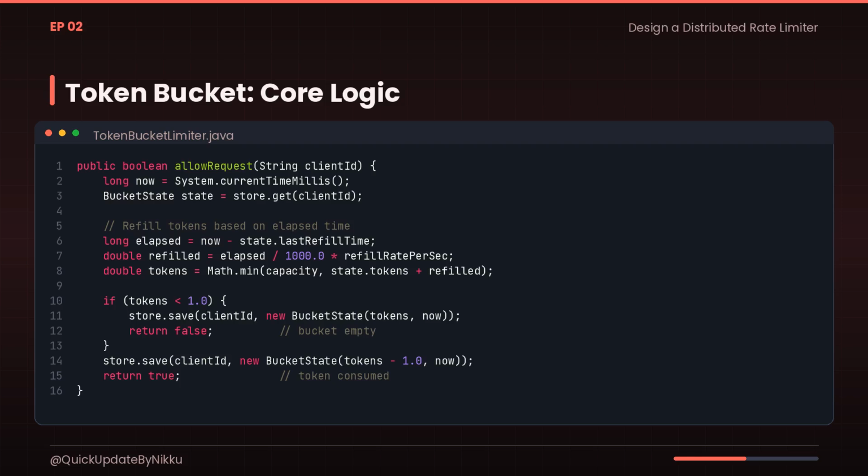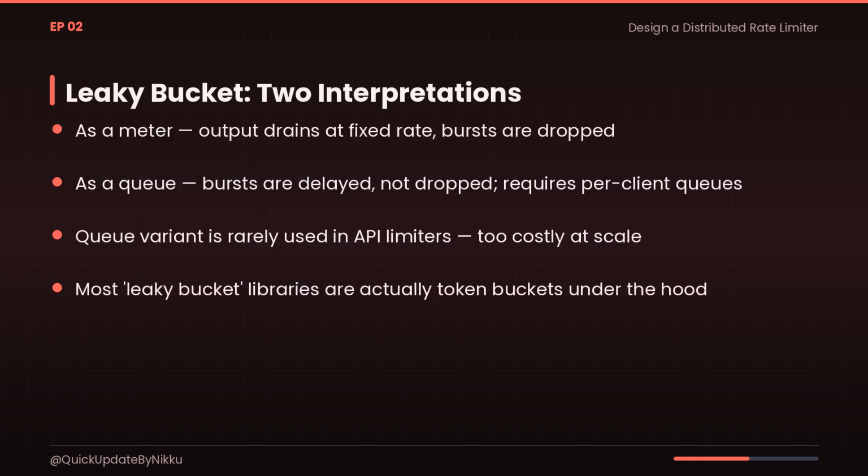Leaky bucket is the most misunderstood algorithm in this space, so the distinction must be explicit. The meter interpretation produces perfectly smooth output, no burst ever gets through, overflow is simply dropped. The queue interpretation absorbs bursts by delaying them, but that requires storing a live queue per client, which is prohibitively expensive at millions of concurrent clients. In practice, if a library claims leaky bucket semantics, read the source, it is almost certainly token bucket. The difference that matters for design discussions: token bucket permits bursts, true leaky bucket does not.